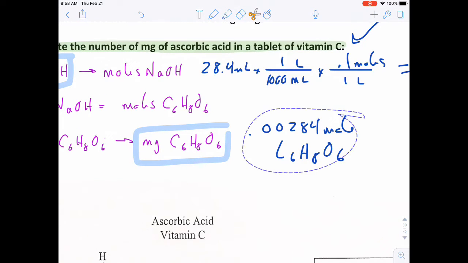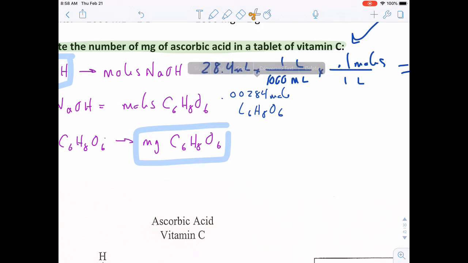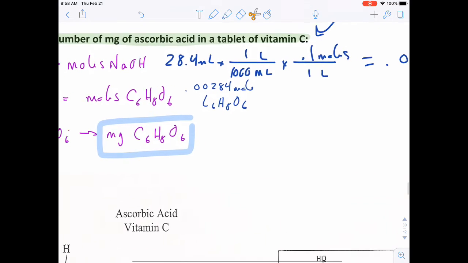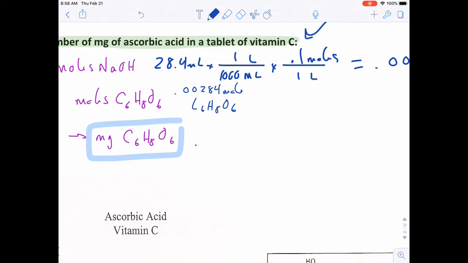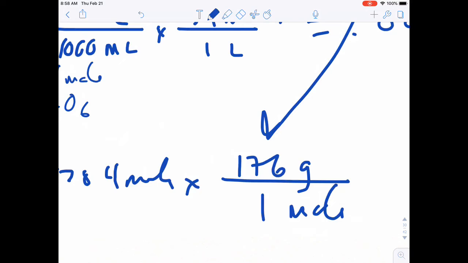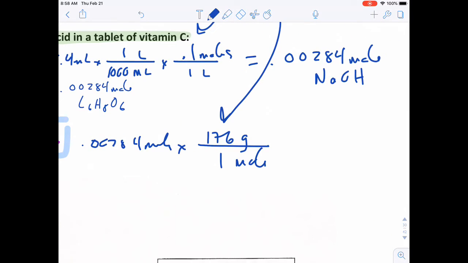So since I have my moles of ascorbic acid, now I can go to milligrams of ascorbic acid. Simply doing moles to milligrams. I start with what I know. I know that I have 0.00248 moles of ascorbic acid. Cancel moles, go to grams. Okay, grams to moles, x grams to 1 mole. I get my x from my molar mass of my ascorbic acid. Multiply that, and then I go to milligrams. Okay, 1,000 to 1.